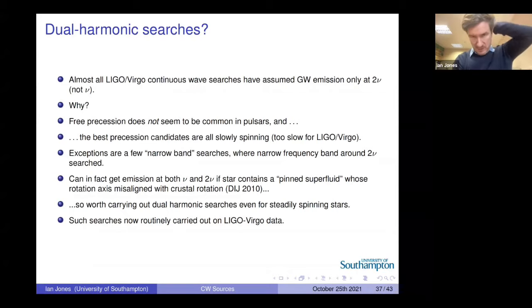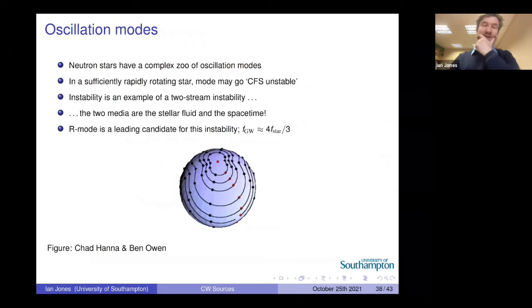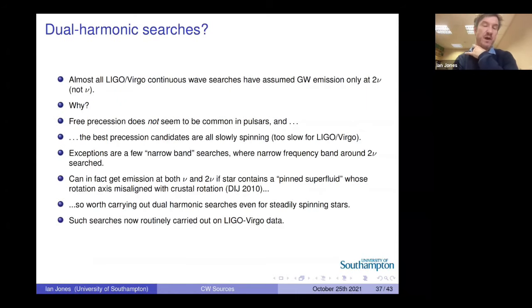And so this has motivated LIGO and Virgo carrying out so-called dual harmonic searches, or even for completely steadily spinning stars like the Crab, you go searching at 2 frequencies. And if you look at the more recent targeted pulsar searches, the ones going after known neutron stars, you will see results presented for just this sort of search that allows for some emission at both nu and 2 nu, so both the spin frequency and twice that. This has now become a routine part of the LIGO Virgo analysis. So that's all I'm going to say about free precession and this closely related idea here with pinned superfluids.